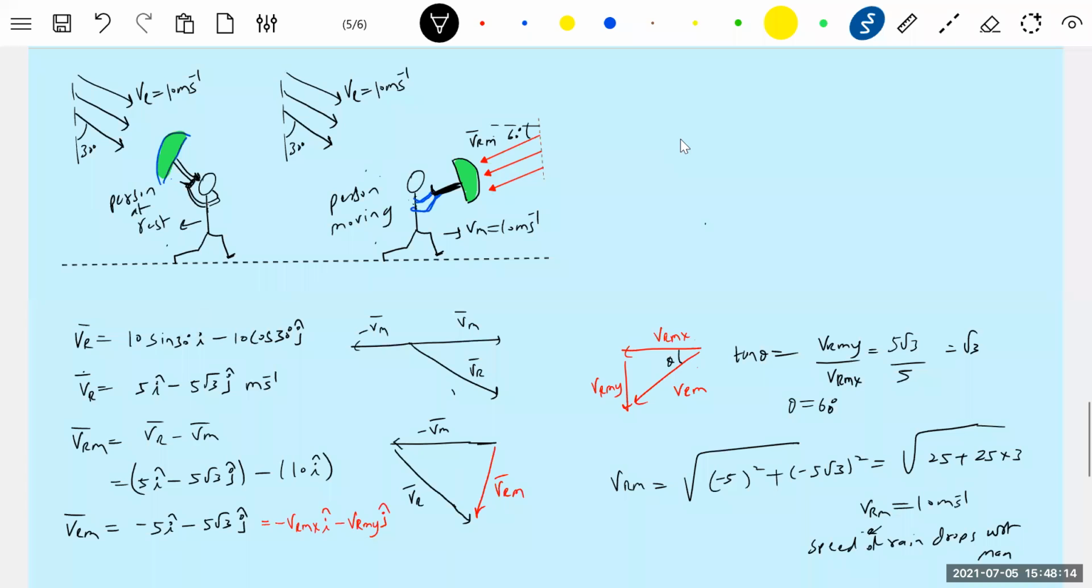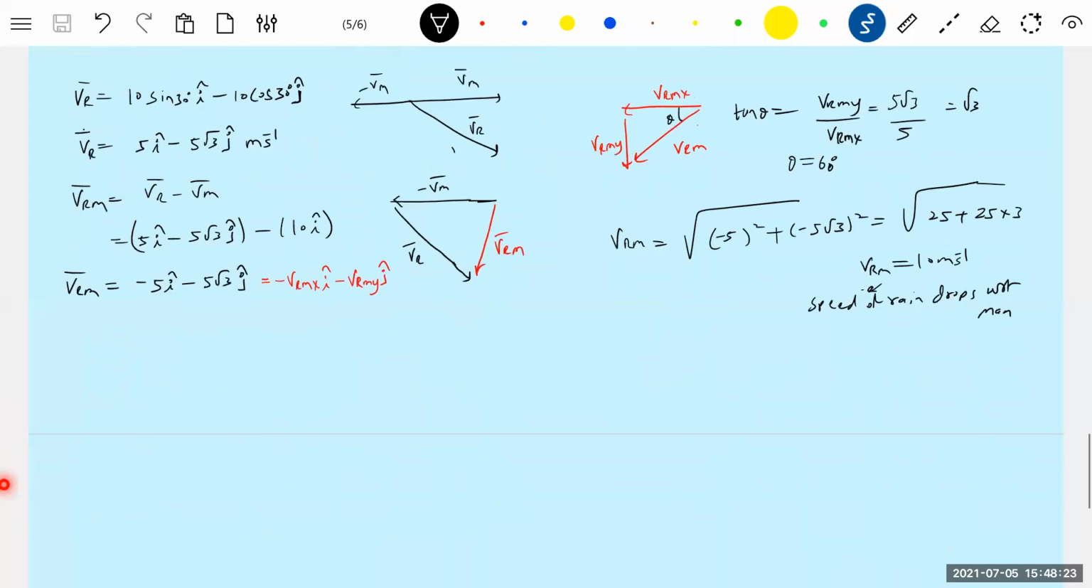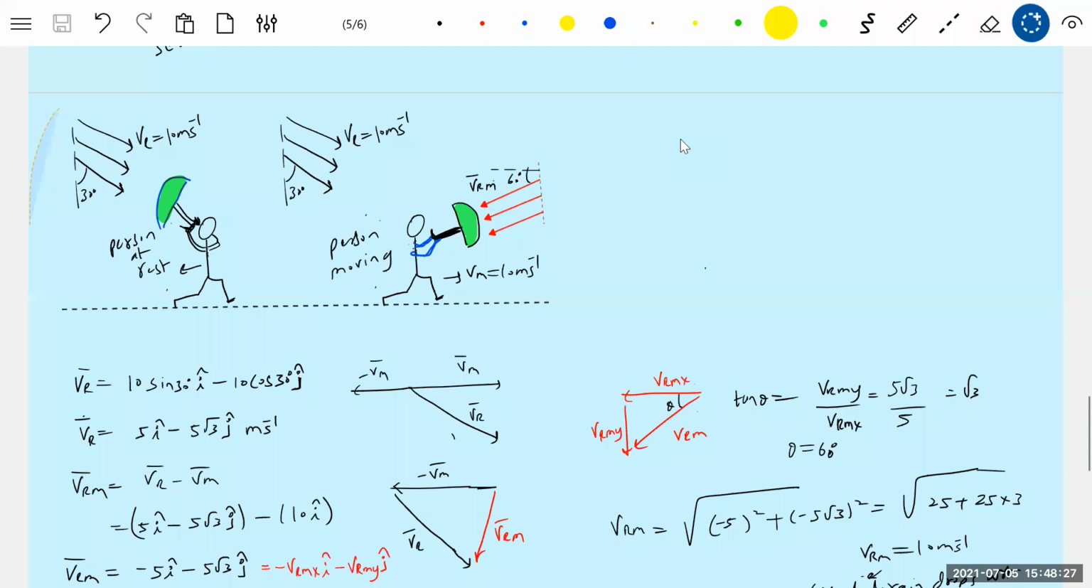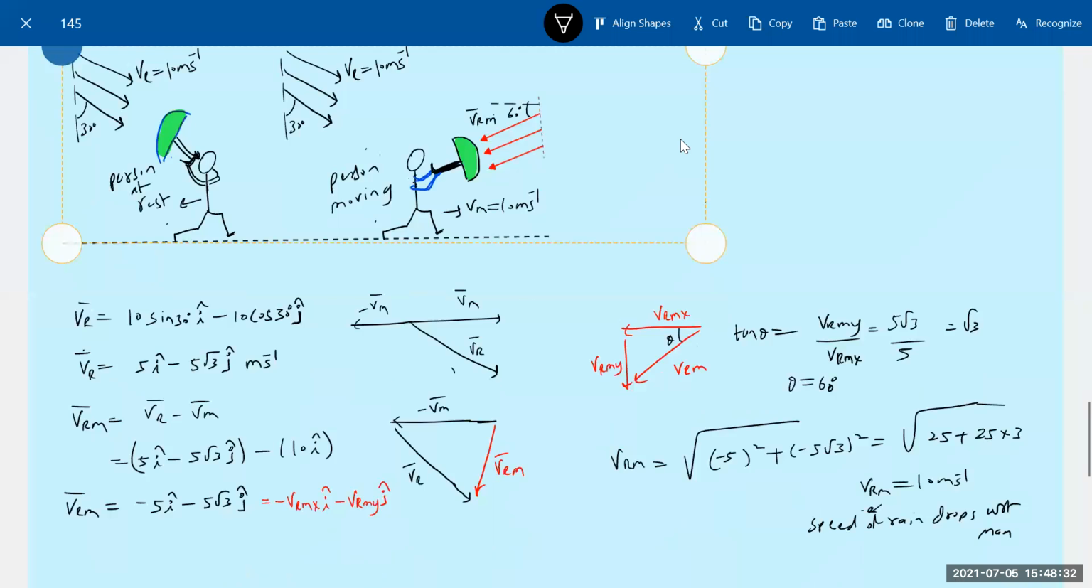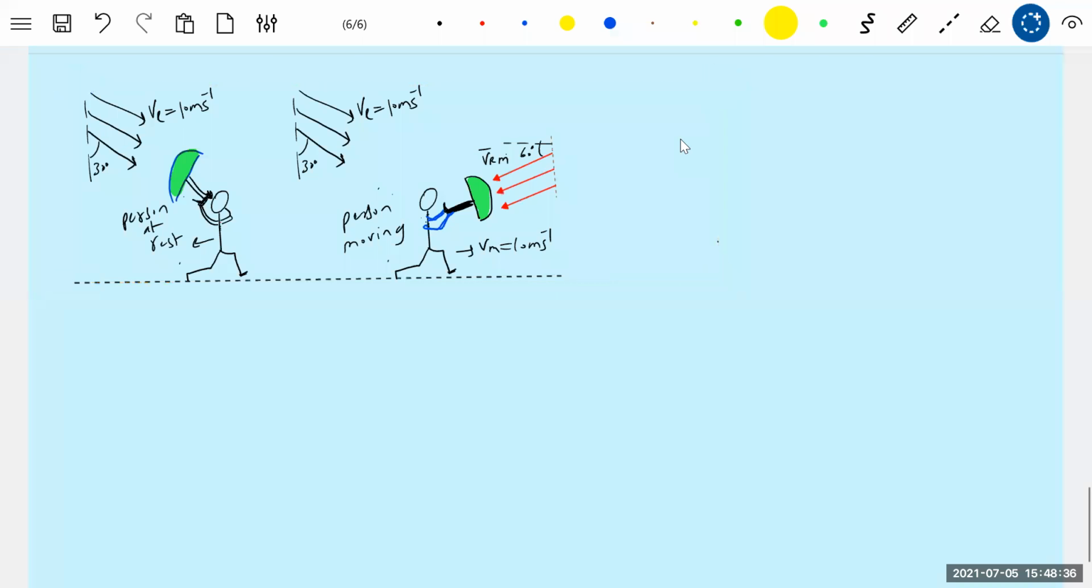Hope everyone is able to manage. Nothing big we are dealing with here. Same situation, so let me create it. Now what is the condition? What should be the velocity of the man so that he should hold the umbrella vertically? The condition, because I'll be more comfortable.